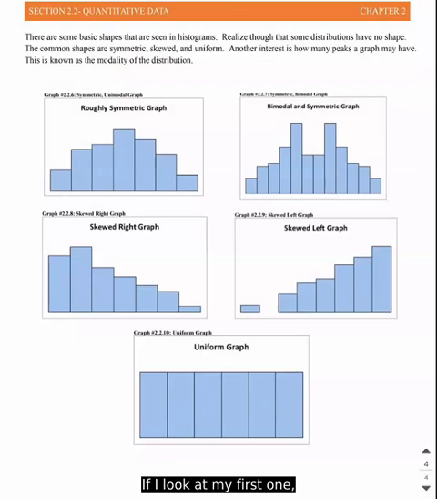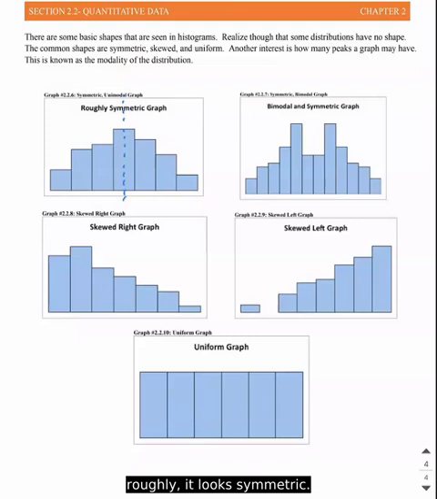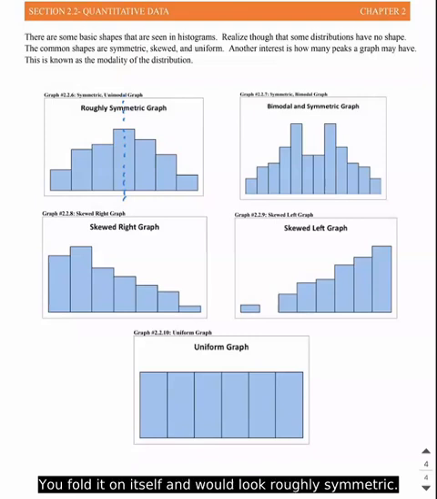If I look at my first one, we would say that it's a roughly symmetric graph. If I were to split that graph right in the middle, it looks symmetric, right? You fold it on itself, and it would look roughly symmetric. We're going to talk about this distribution at much more length a little bit later in our class. But we would say it is roughly symmetric if we saw this type of histogram.